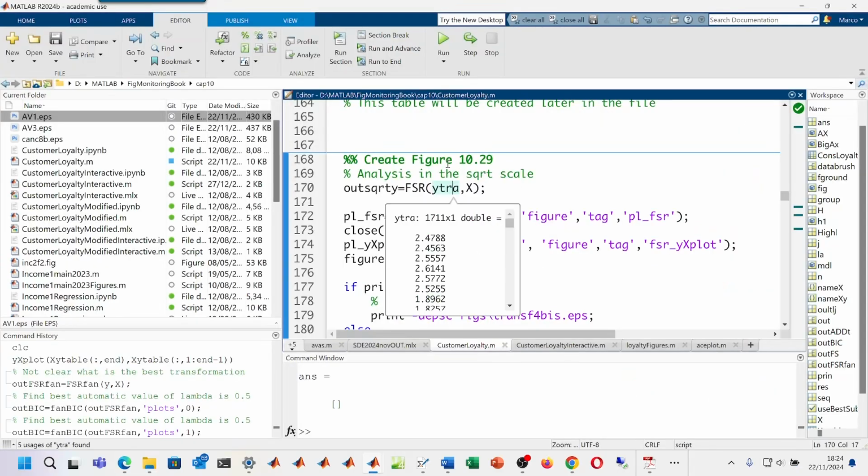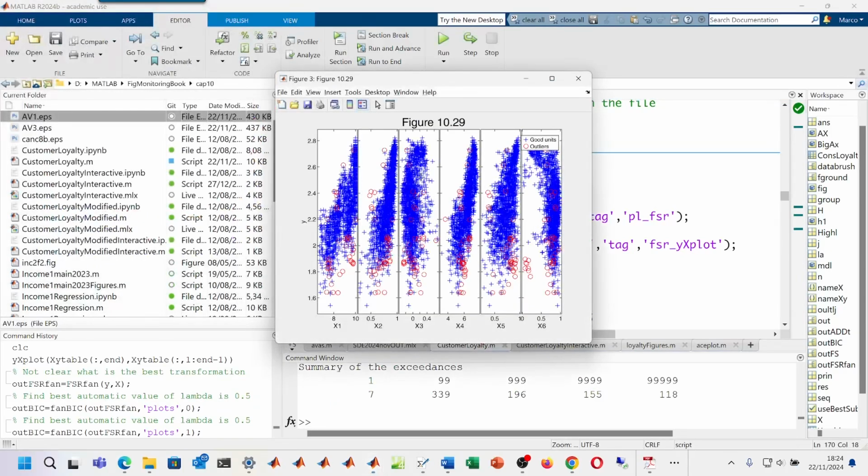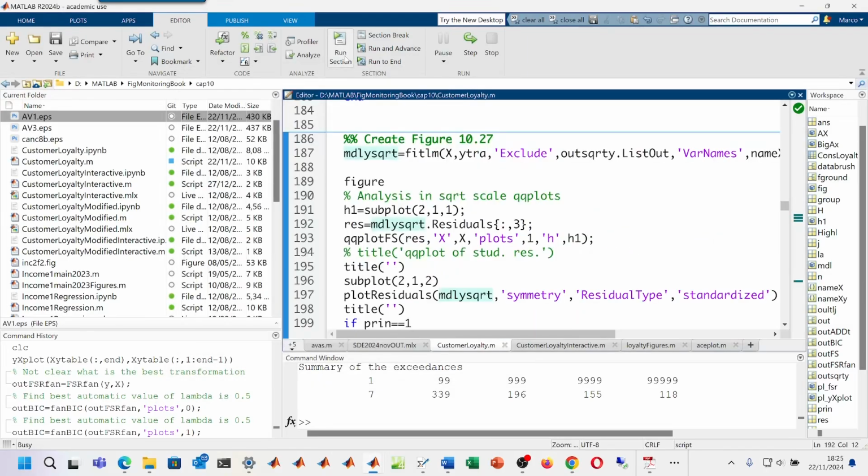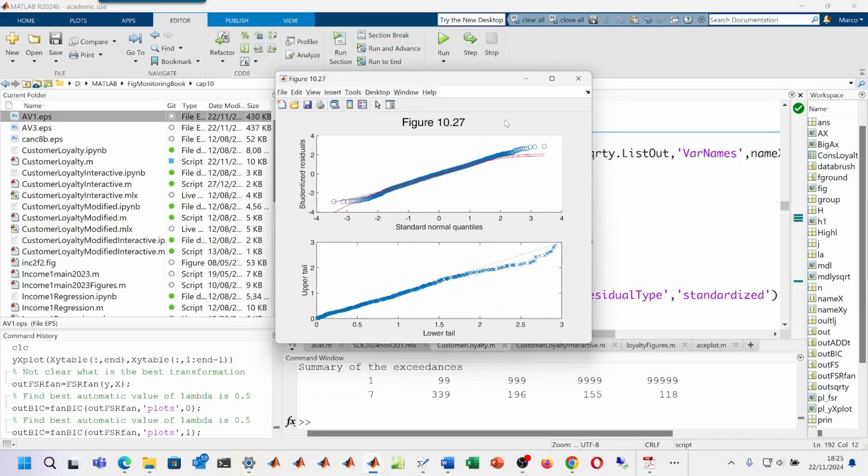Given that we have found the square root, with our automatic procedure we find the outliers in the square root scale. And this is our figure 10.29, which is showing 41 outliers as red circles. You see that the outliers tend to lie in a particular portion of the space for some scatters. We continue the analysis in the square root scale.